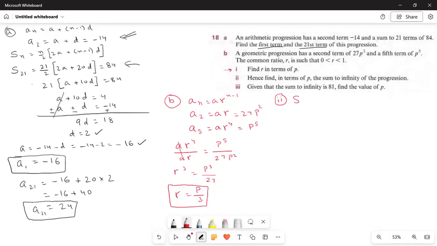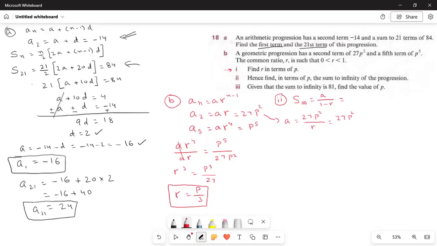Remember, sum to infinity is first term over 1 minus common ratio. Our first term is a, and I haven't found a yet. I can do it from here. So a is equal to 27 p square over r. Right, a is 27 p square over r.